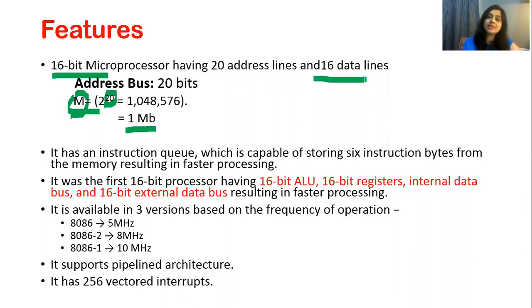That means the data bus size is 16 bits because 8086 is a 16-bit microprocessor. Then it has an instruction queue. It is capable of storing 6 instruction bytes from the memory, that we have seen. It was the first 16-bit processor having a 16-bit arithmetic and logical unit, 16-bit registers, internal data bus, and 16-bit external data bus. 8086 operates at 3 different frequencies. You can see it operates at 5 megahertz, 8 megahertz, and 10 megahertz of frequency. Now it is said that it supports pipelined architecture. What is the meaning of pipelined architecture?